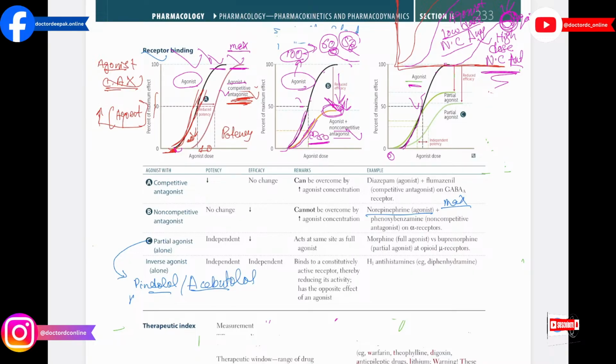It is all about receptor binding: competitive antagonists, non-competitive antagonists, and partial agonists. Now we are going to study the therapeutic index. The therapeutic index is a measurement of drug safety, and it has two values: the toxic dose and the effective dose. The therapeutic index is the ratio of toxic dose to effective dose.